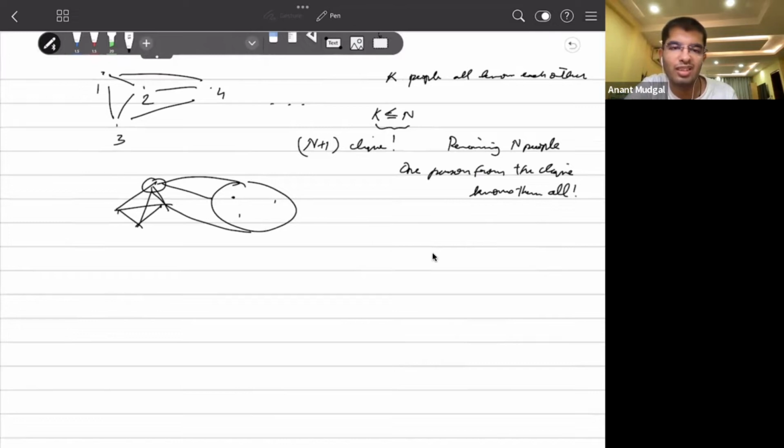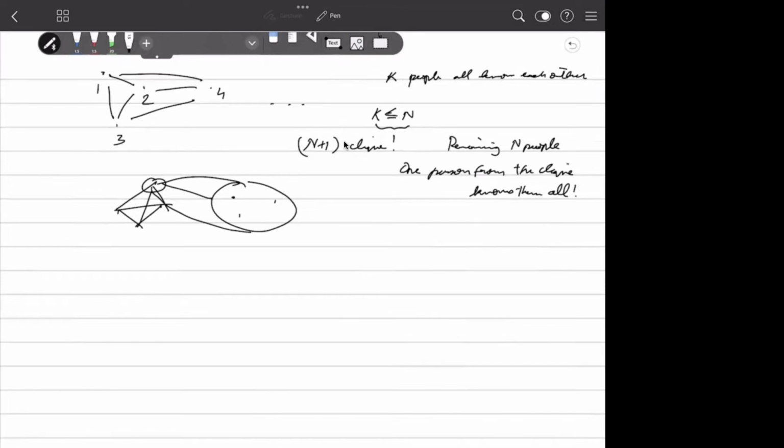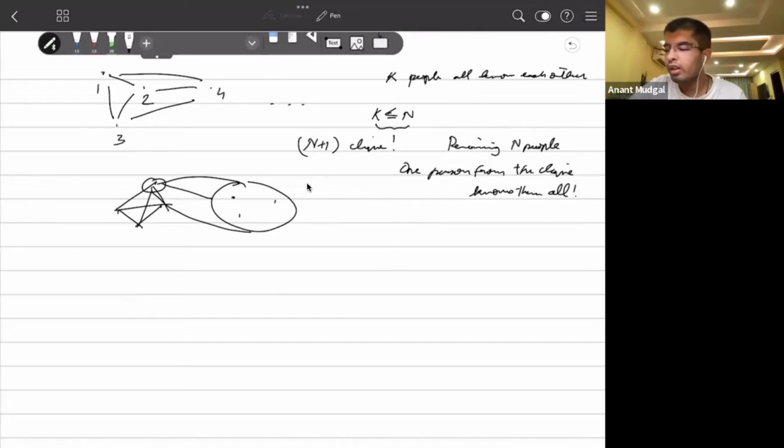So this is one example I wanted to talk about. Is the example clear? Do people understand this? Any questions about this, or about the idea? Yeah. I didn't exactly understand how you can go from a 3-clique to a 4-clique.